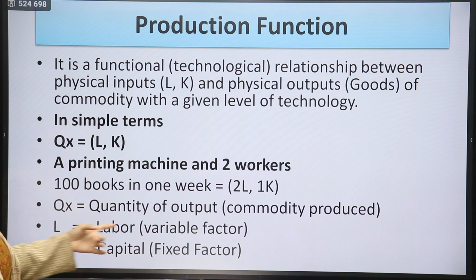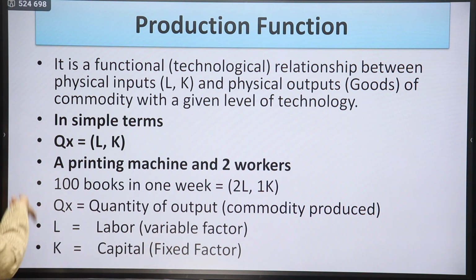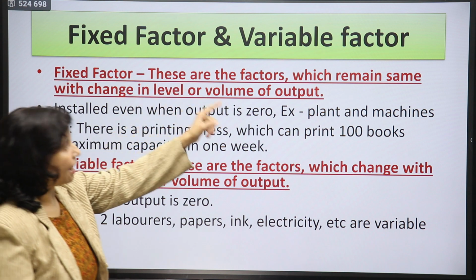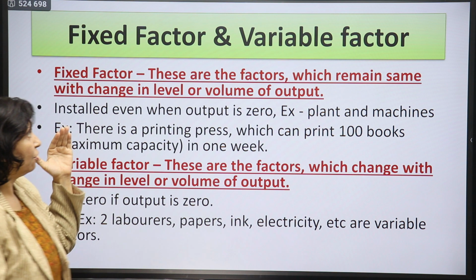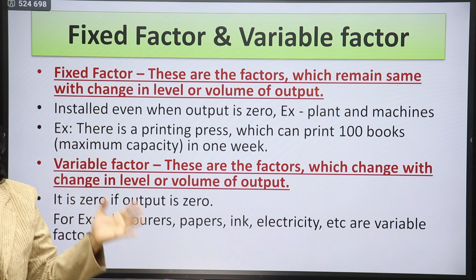Okay. Then labor is a variable factor, and capital is a fixed factor. We will study variable and fixed factors here. Fixed factor and variable factor. What are they? Fixed factors are the factors which remain same with change in level or volume of output. Okay. These are the factors which remain same. Fixed factor like plant and machinery.